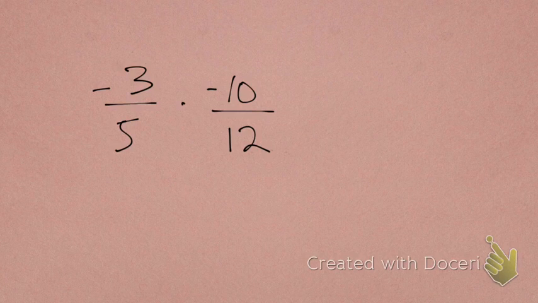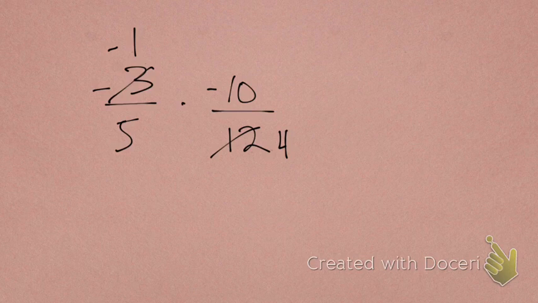So who'd like to share what they tried to do cross-simplifying? Maria, what's one thing you tried? You cross-simplify 3 and 12. Yeah, you divide those both by what? 3. Okay. Make sure you don't lose that negative on your 3, okay? So you change it to 1 and 4. A negative 1 and a 4, right? Just making sure. Okay, did anybody find anything else we could cross-simplify?